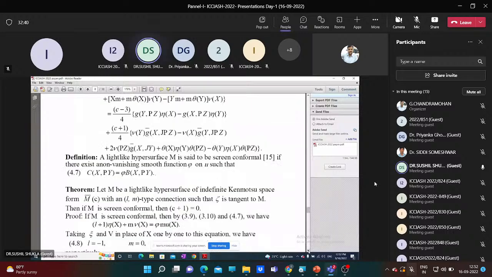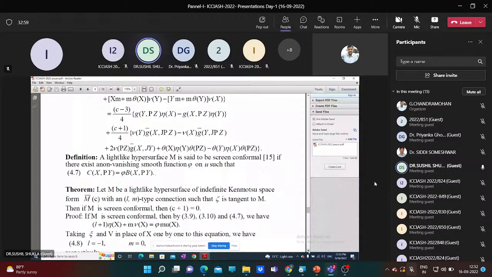A light-like hypersurface M is said to be screen conformal if there exists a non-vanishing smooth function phi on U such that C(X,PY) equal to phi B(X,PY). And this is the main theorem of my paper.